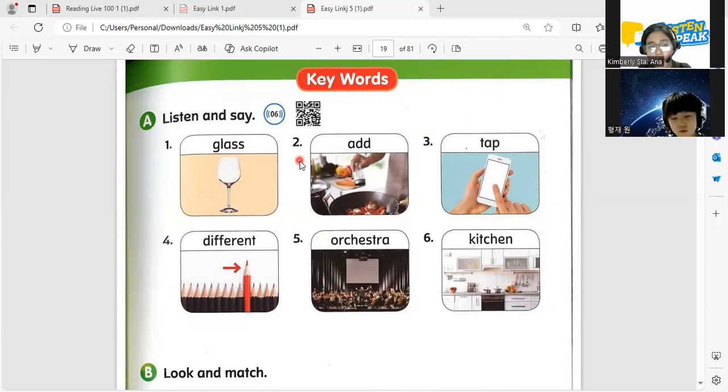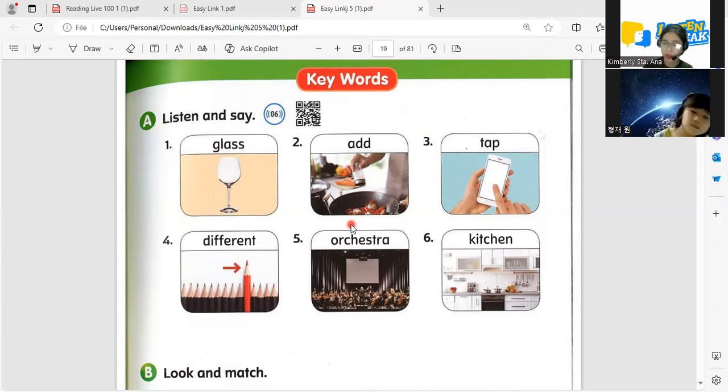How about number two? Add. Add means to put something else. Like in your ice cream, you can put some strawberries. You can add strawberries in your ice cream. You can add some chocolate chips in your ice cream. What do you want to add to your ice cream? Oh, you want to add choco to your ice cream. Can you say, I want to add choco? Very good.